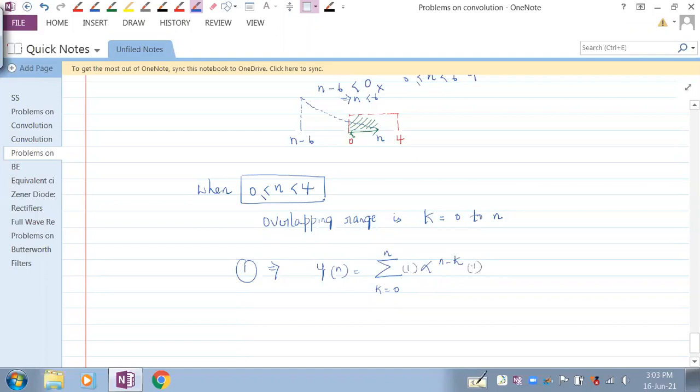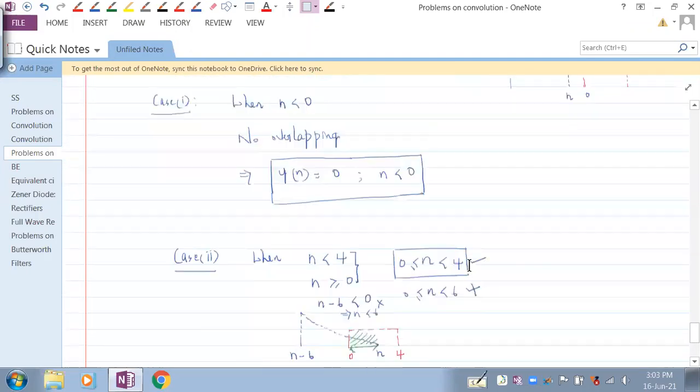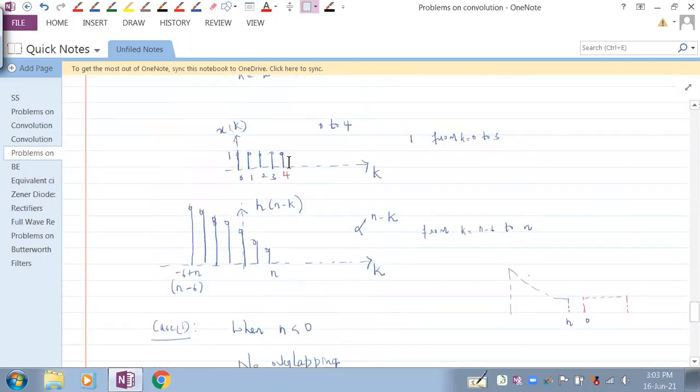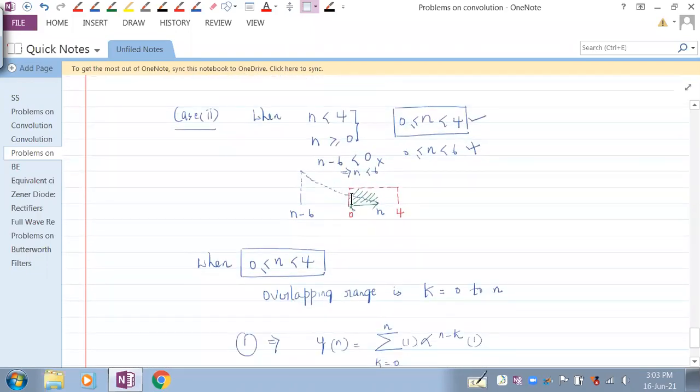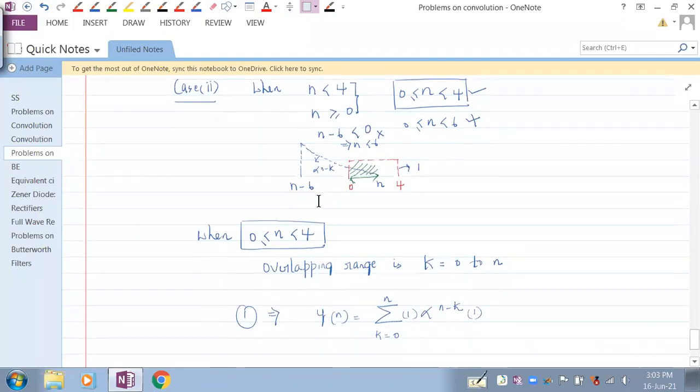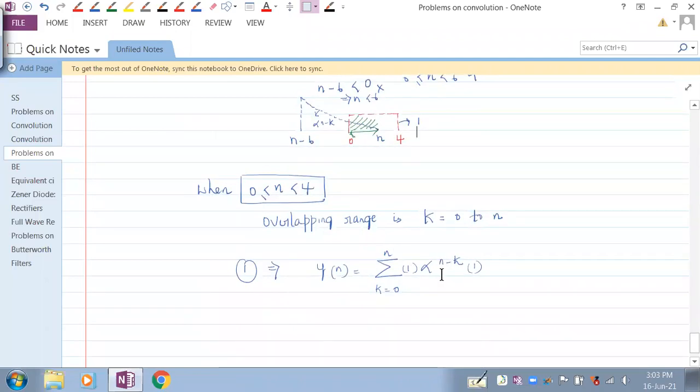So this is also 1 and this is also 1. The two things are there, right? So this is multiplied by, fine. So this is 1, right? So in that range, see here, in this range, what is happening? The blue signal is alpha power n minus k. The red signal is 1. Seeing this itself you can say, in this overlapping range, one signal is alpha power n minus k and another signal is 1. Fine. So that's why this equation number 1 becomes this.